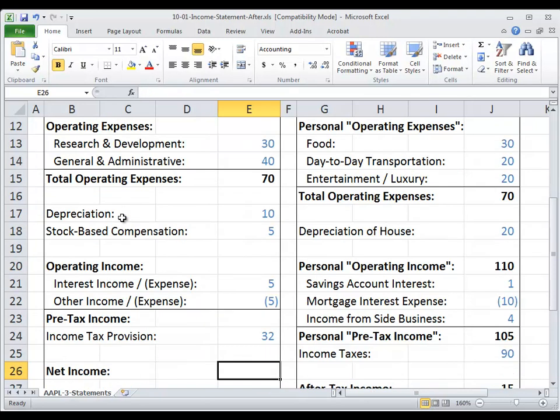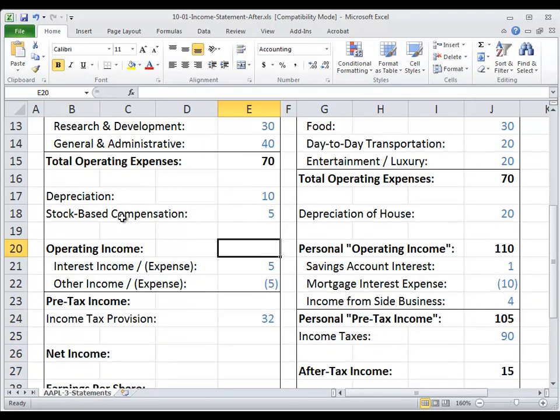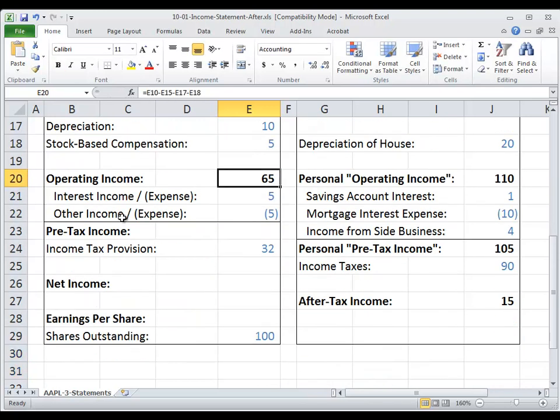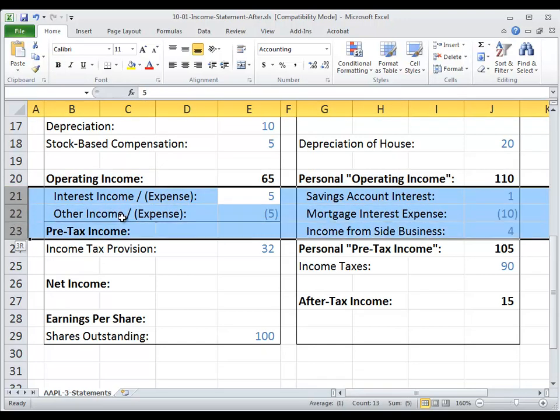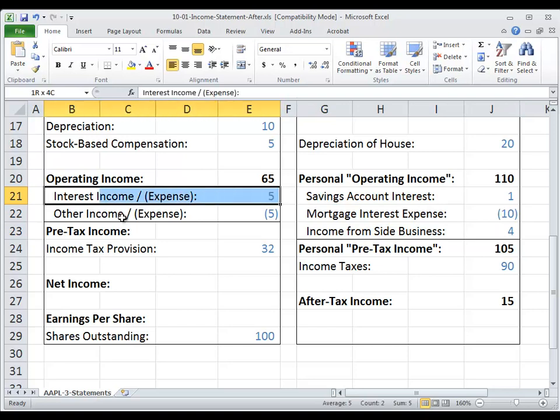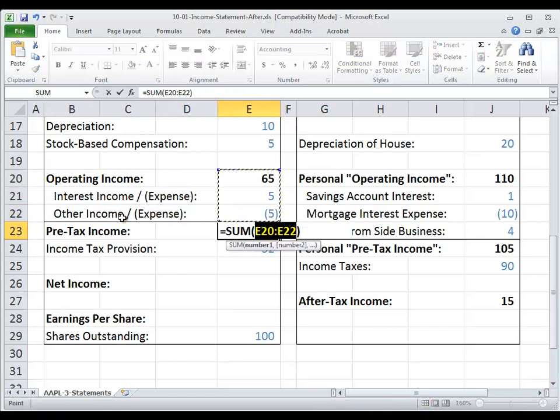For operating income, remember that what we do is we take our gross profit, then we subtract operating expenses, and we also subtract any non-cash expenses that show up on the income statement, depreciation and stock-based compensation here. For pre-tax income, we want to take our operating income and then add in any miscellaneous income or expense and interest income and expense. So on the personal side, this might be savings account interest, mortgage interest expense, income from a side business. For a company, similarly, it might be interest income or expense and then other income or expense. I can press Alt equals again in Excel to add these up.